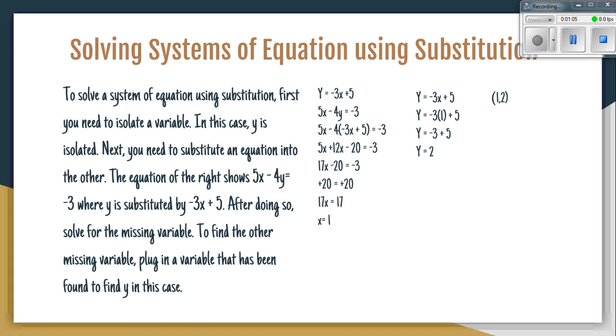To solve a system of equations using substitution, first you need to isolate a variable. In this case, y is isolated. Next, you need to substitute an equation into the other. The equation to the right shows 5x minus 4y is equal to negative 3, where y is substituted by negative 3x plus 5. After doing so, solve for the missing variable. To find the other missing variable, plug in the variable that has been found to find y in this case.